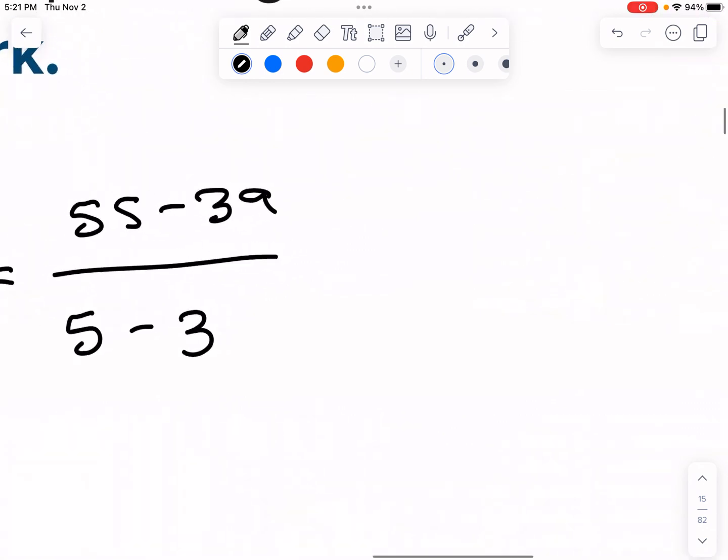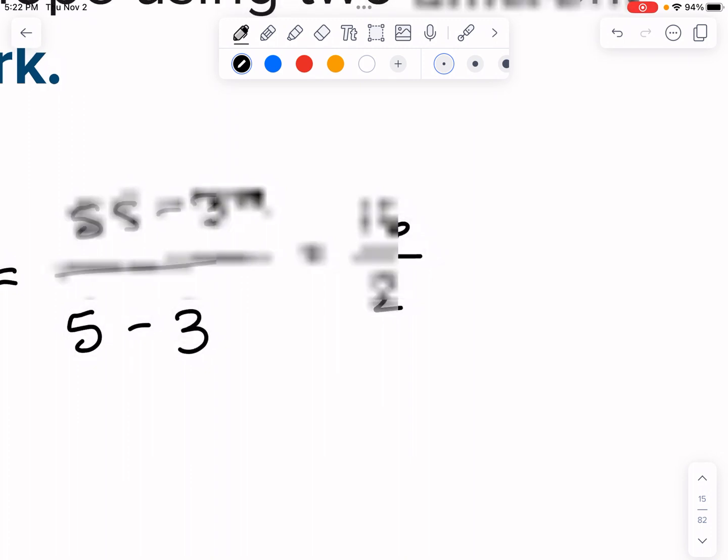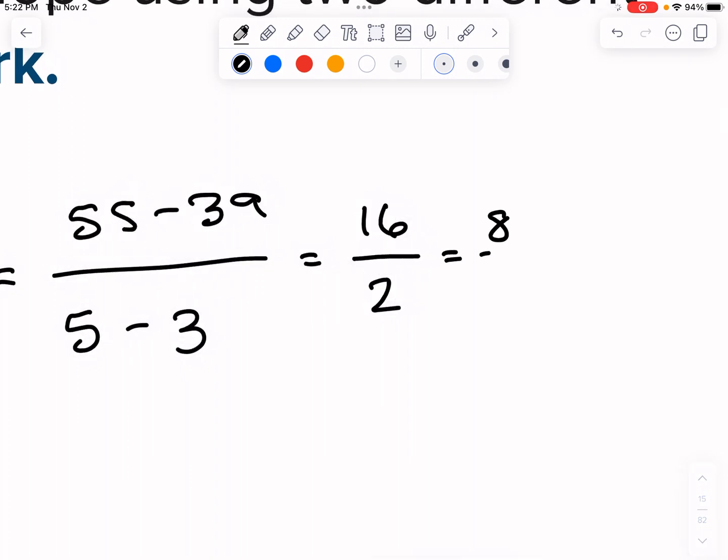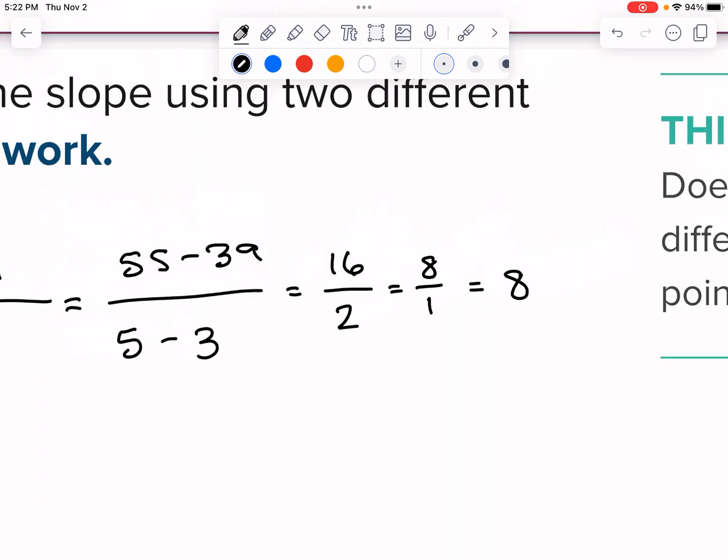In this case, right, if we take away 39 from 55, we're going to get 16. 5 minus 3 is 2. And we still get the same answer in the end, right? If we divide both these by 2, we get 8 over 1, or just 8. Our answer still remains the same. It's still positive 8 for $8 per shirt.